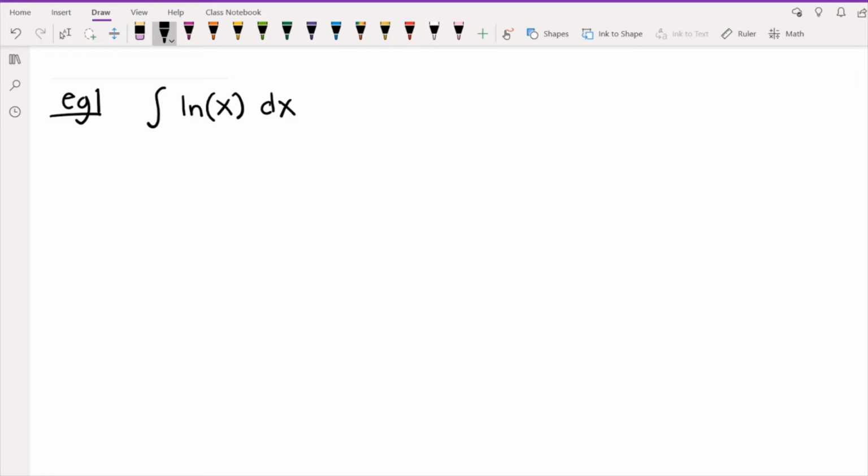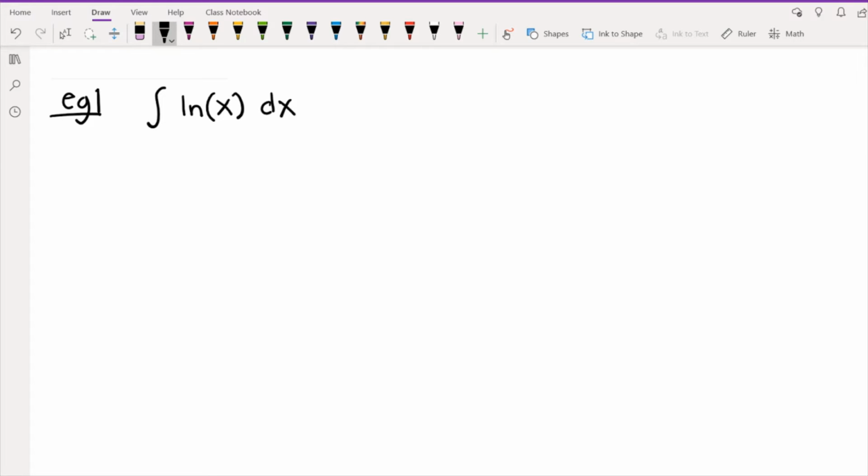You can choose to make one of the functions just be like 1, right? Like you can think of ln of x as being 1 times ln of x. And that might seem like it's not going to accomplish anything, but it actually will. Okay, so we have to choose something to be u and something to be dv. So remember, we're trying to figure out what the antiderivative is of ln of x. We don't know what it is yet.